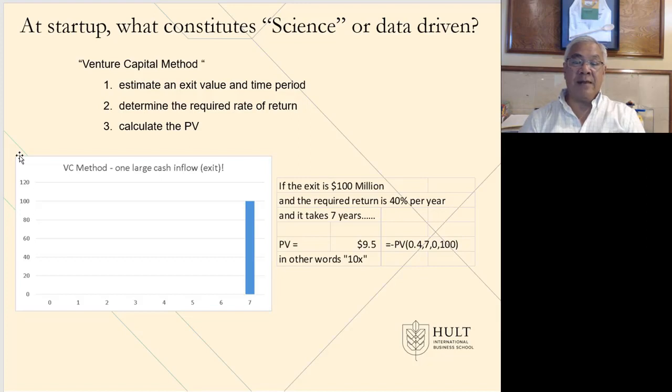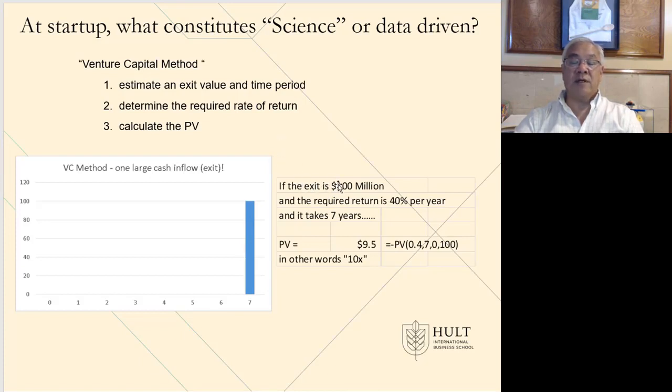So at startup, when we look at this art and science, we're now going to introduce the venture capital method. And this very elaborate graph shows just what a VC encounters from cash flow. They have a negative cash flow at time zero, their investment, and one large cash flow at the end. And just by way of example, we've done this in class also.